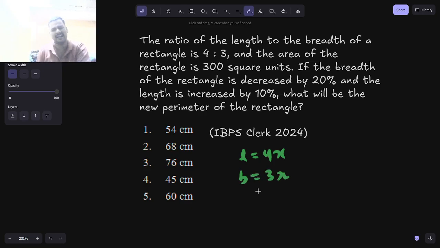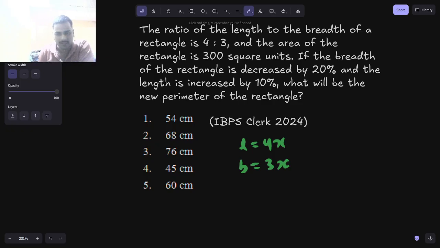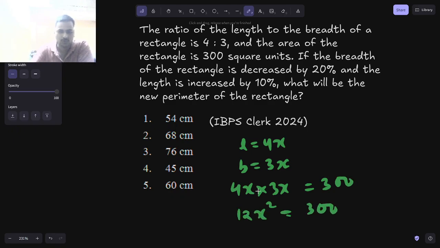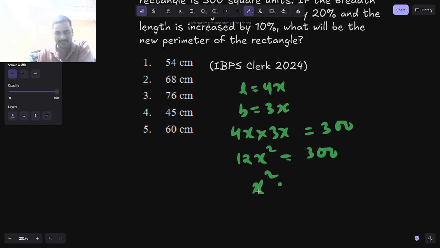This you should not write in exam. You should decide this in your mind only. So now 4x multiplied by 3x, this is 300 square units. So 12x² is 300. So from here x² is 300 divided by 12.